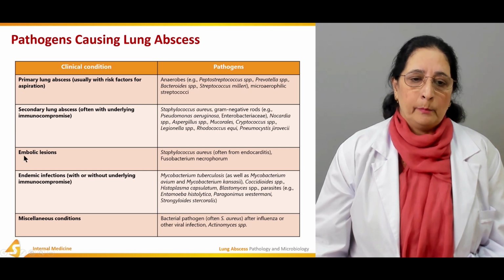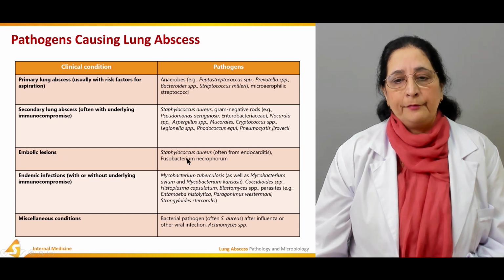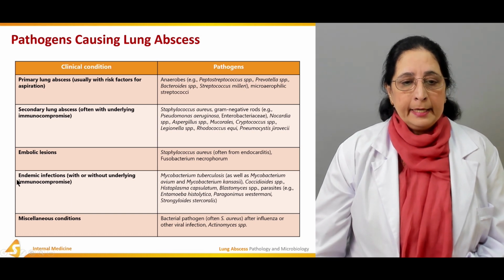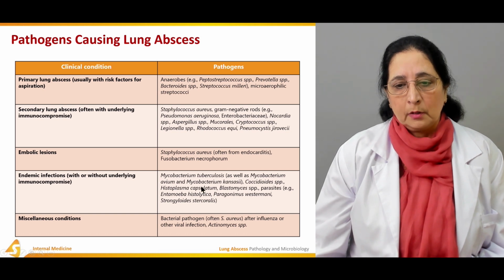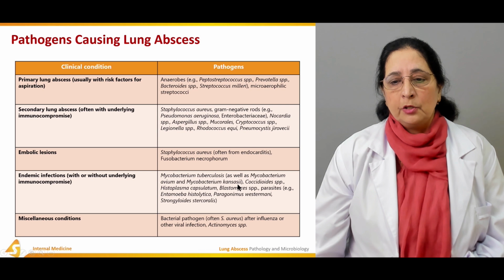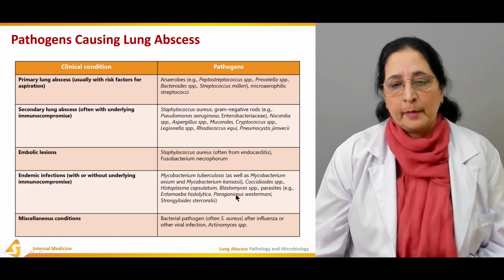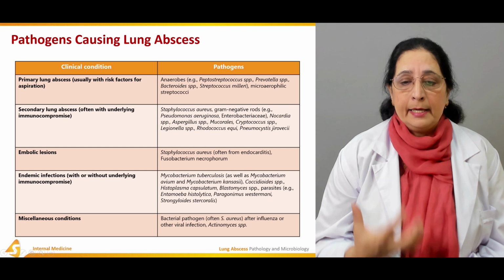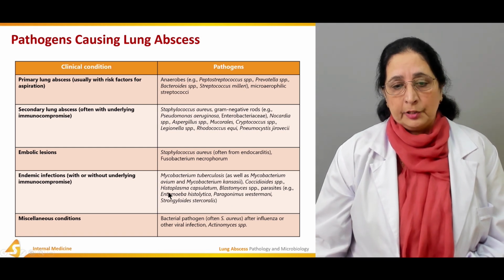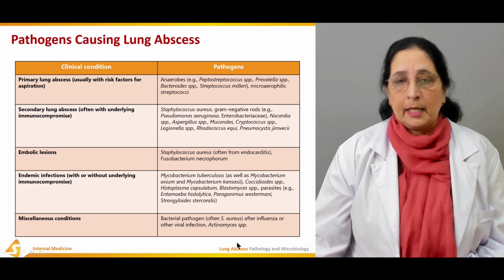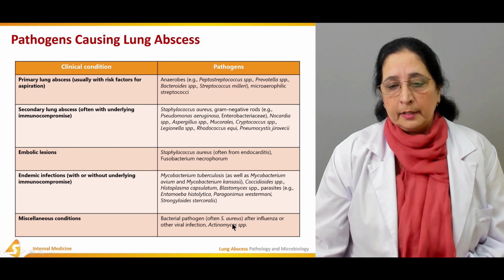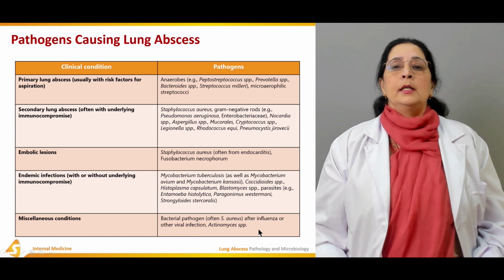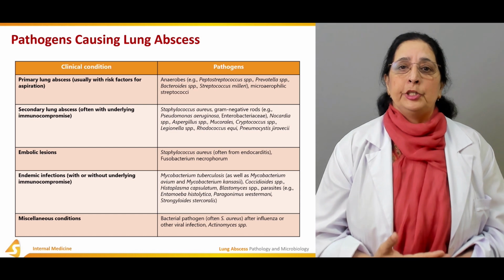Next, another condition is embolic lesions. In this, usually we have Staphylococcus aureus and Fusobacterium necrophorum. Then endemic infections: Mycobacterium tuberculosis, Coccidioides, Histoplasma, Blastomyces, and parasites like Entamoeba histolytica. So all these are different endemic infections. Some miscellaneous conditions include bacterial pathogens, often Staphylococcus aureus, after influenza or other viral infections. These are different microorganisms associated with different conditions.